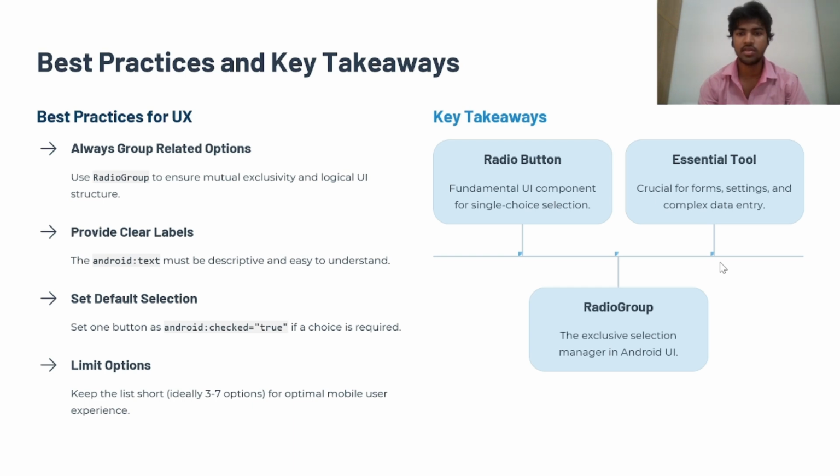So the key takeaways are: the radio button is a fundamental UI component for single-choice selection and is an essential tool for forms and settings. The RadioGroup is the exclusive selection manager that controls them.